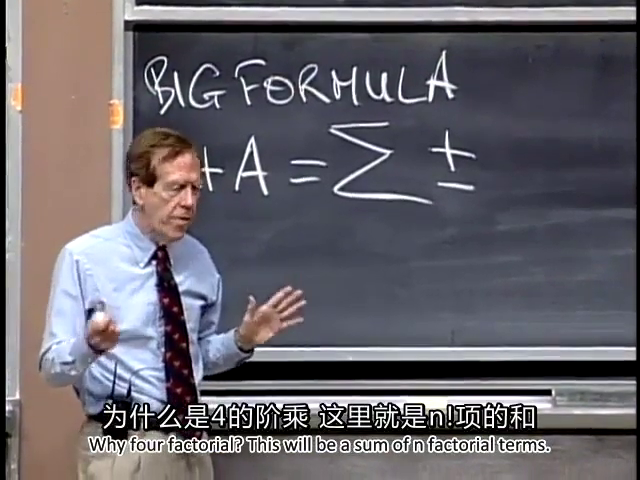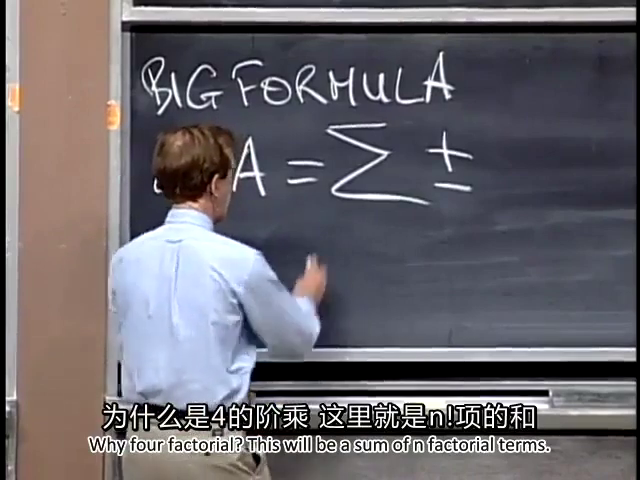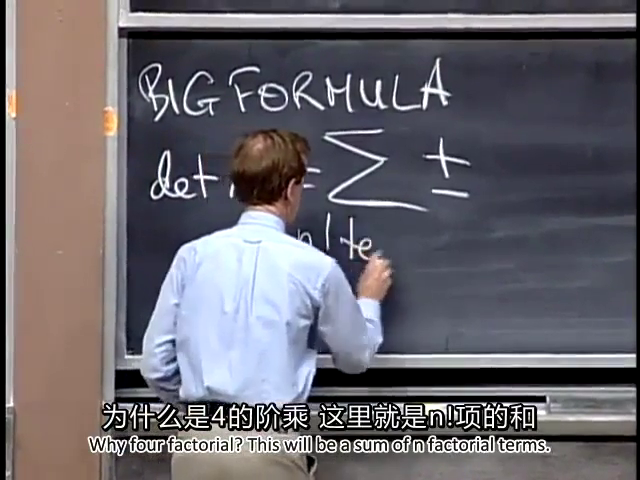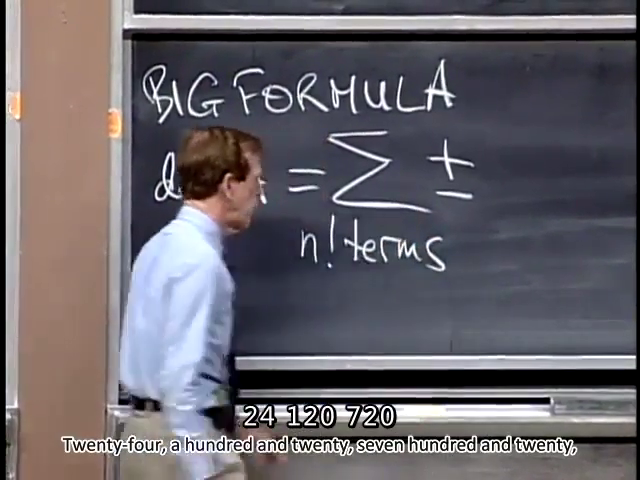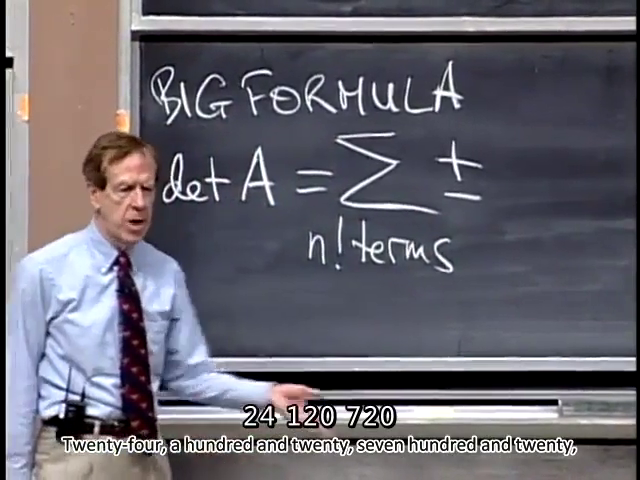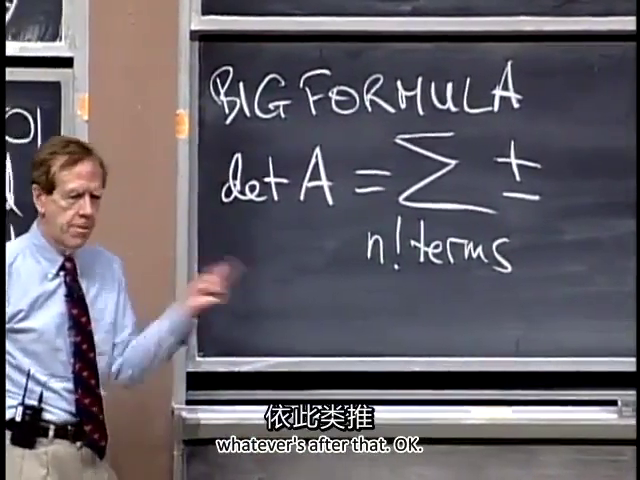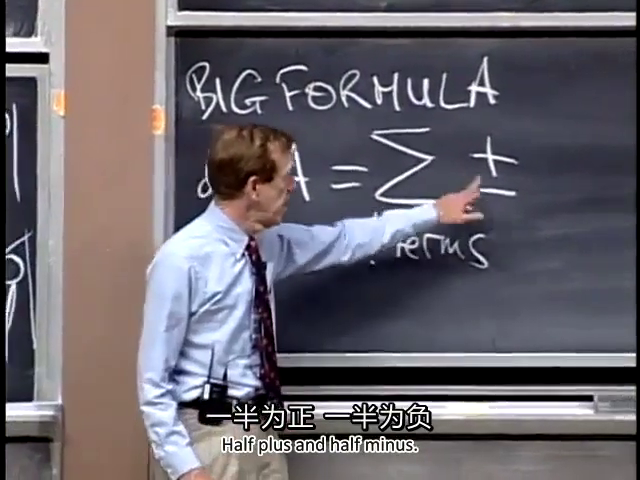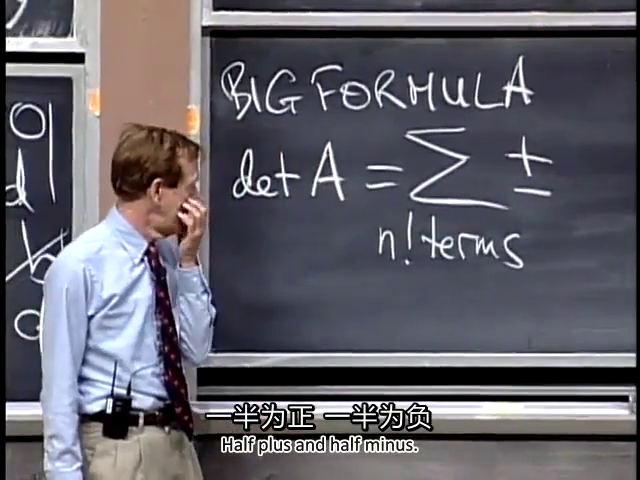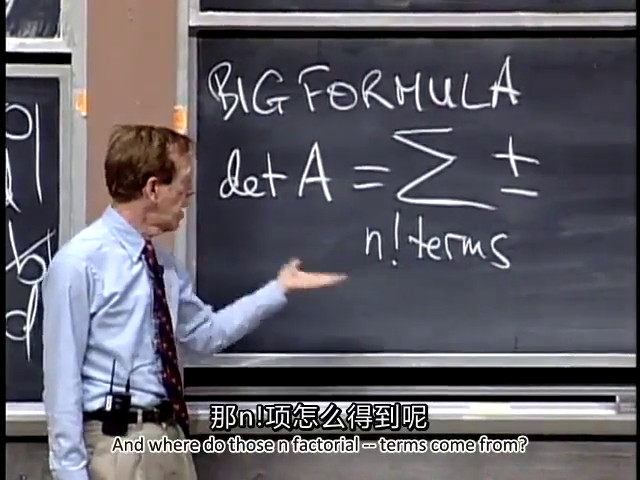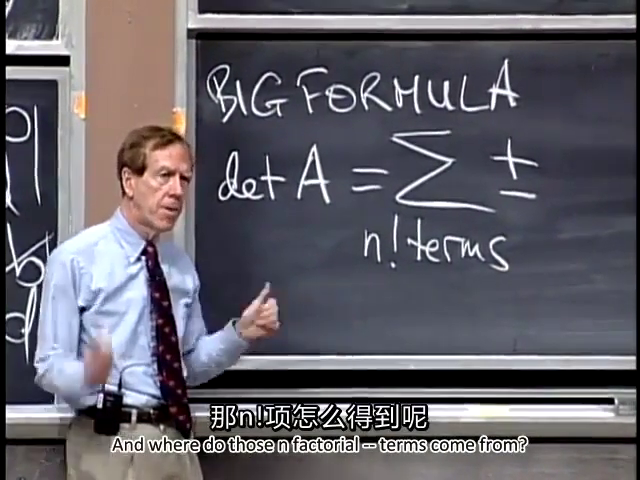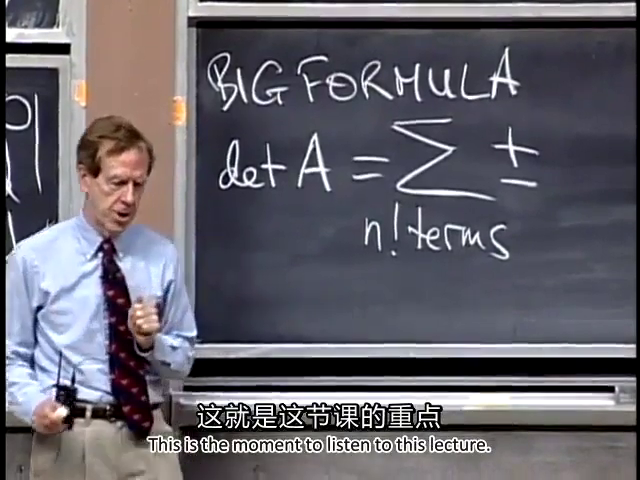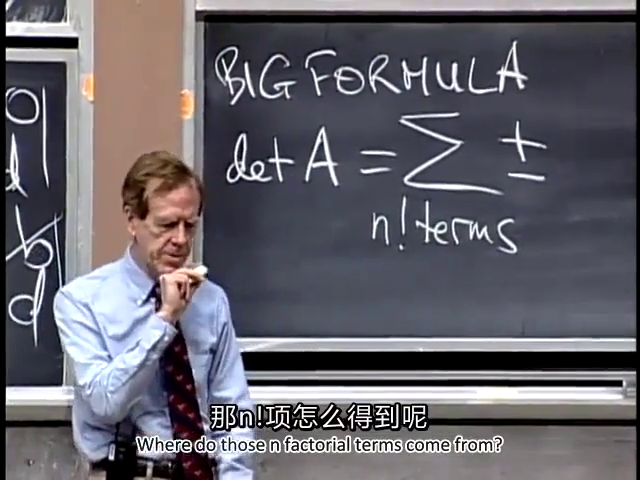Why 4 factorial? This would be a sum of n factorial terms. 24, 120, 720, whatever's after that. Okay. Half plus and half minus. And where do those n factorial terms come from? This is the moment to listen to this lecture. Where do those n factorial terms come from?